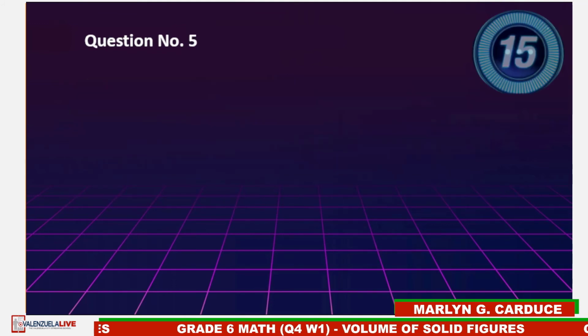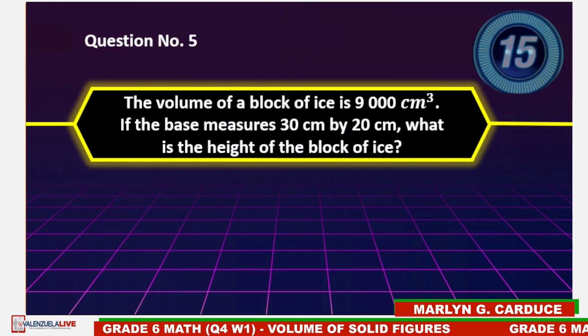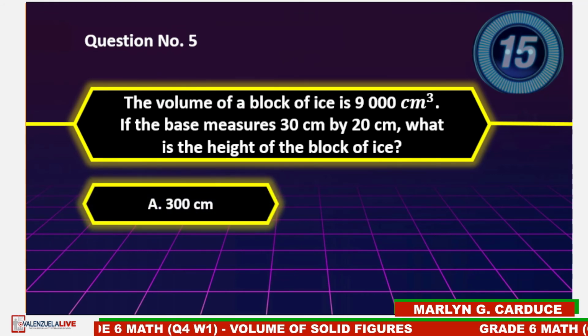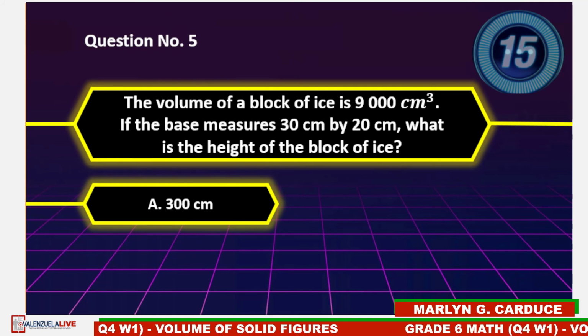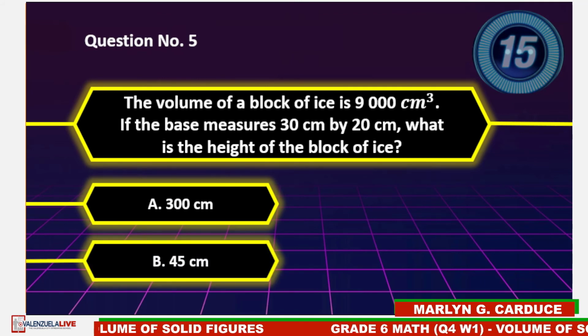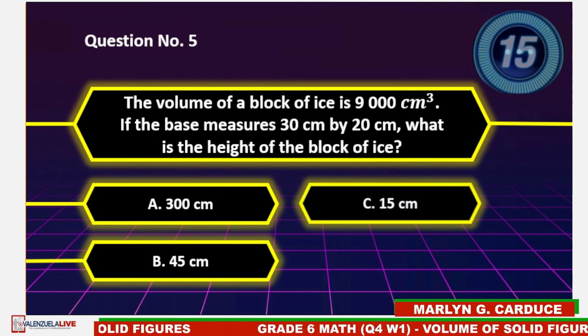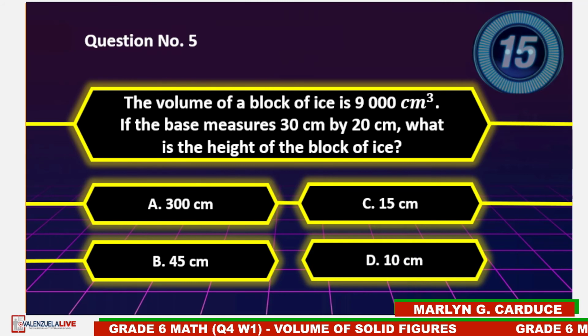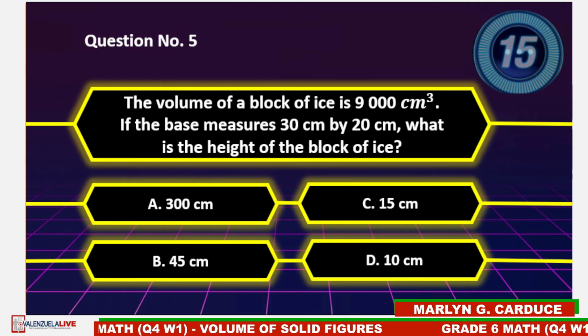Okay, for the last question, the volume of a block of ice is 9,000 cubic centimeters. If the base measures 30 centimeters by 20 centimeters, what is the height of the block of ice? Is it letter A, 300 centimeters, letter B, 45 centimeters, letter C, 15 centimeters, or letter D, 10 centimeters? Your 15 seconds starts now.